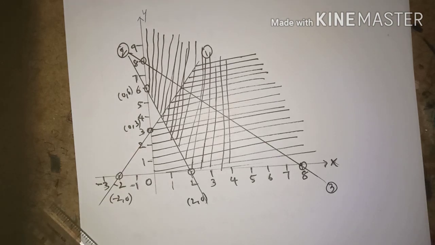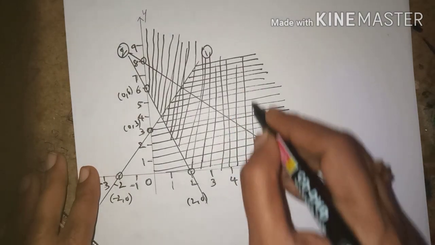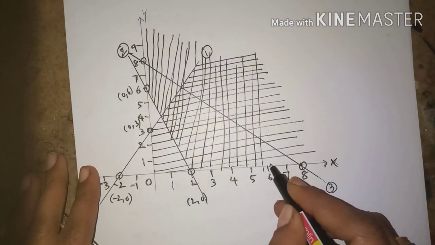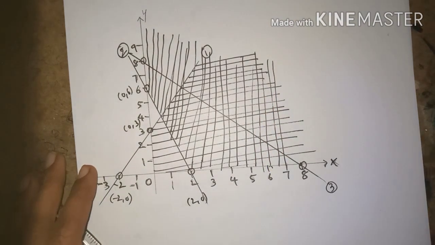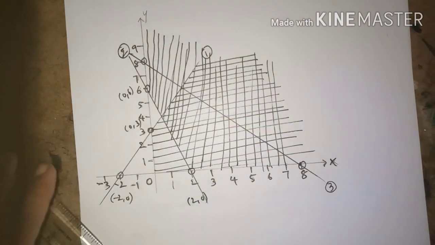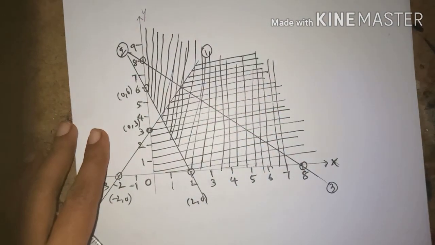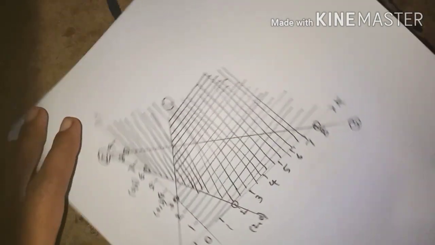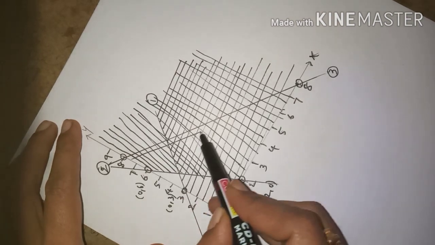The third constraint has a less than or equal to symbol. Therefore, the shaded region is below the line. Below the line means I will draw another type of lines, slanting lines.